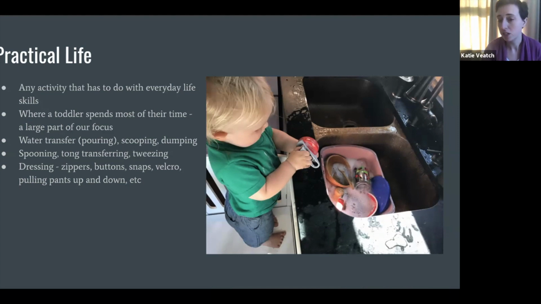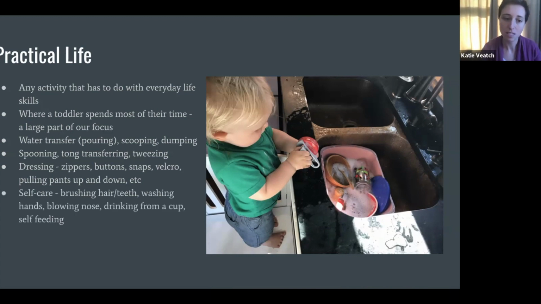And then you have my child who's 5 years old and still doesn't want to put on his socks. So there's no pressure to get anyone to do anything. It's just to notice that interest and keep going with it. So self-care is going to be anything that has to do with hygiene, brushing their teeth, anything like that.